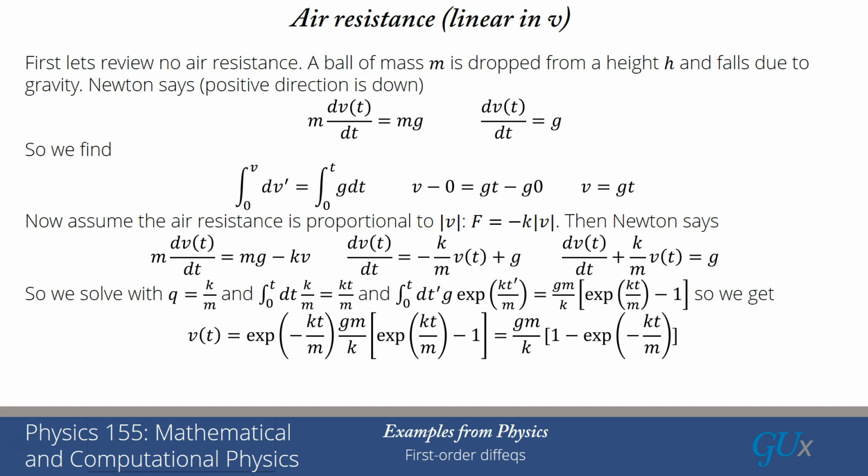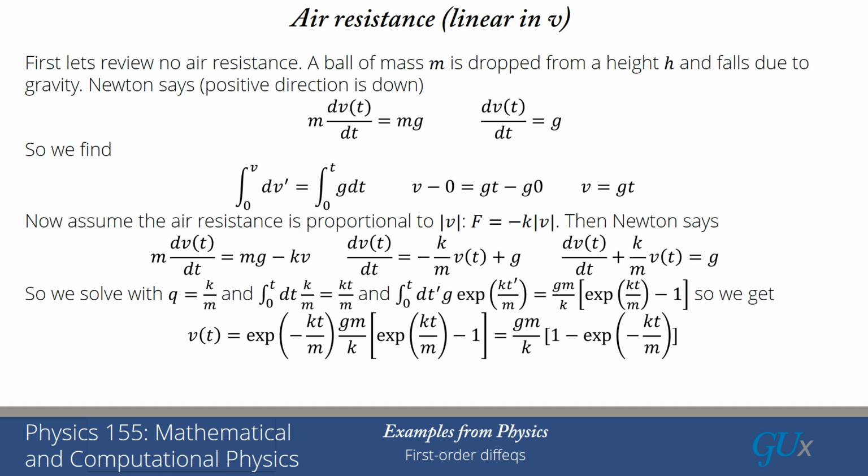So we get v(t) is e to the minus kt over m times (gm/k) times e to the kt over m minus 1. I can bring that exponential into the square brackets and get (gm/k) times 1 minus the exponential of minus kt over m. So let's take a look at this equation. Now, if t is equal to 0, I get v(0) is equal to 0. That's our initial starting condition.